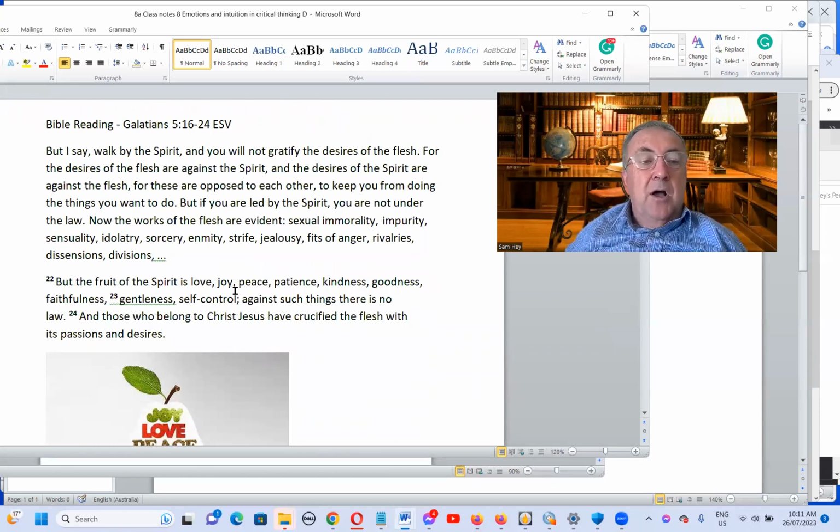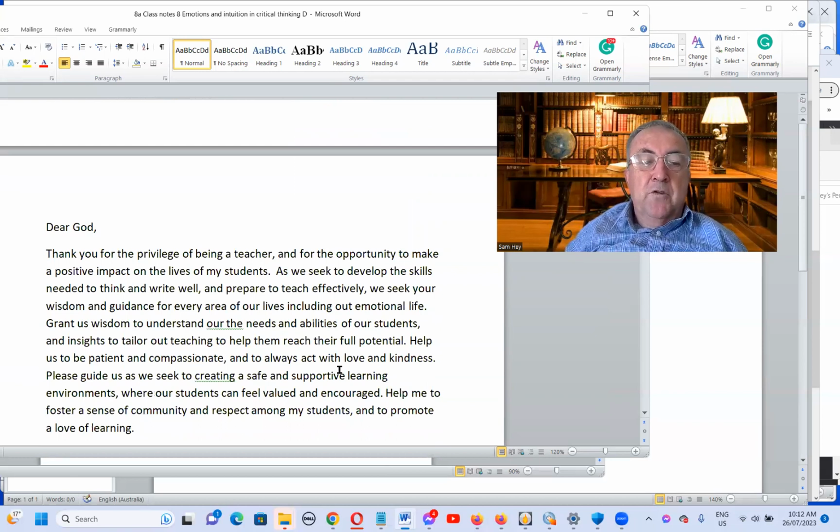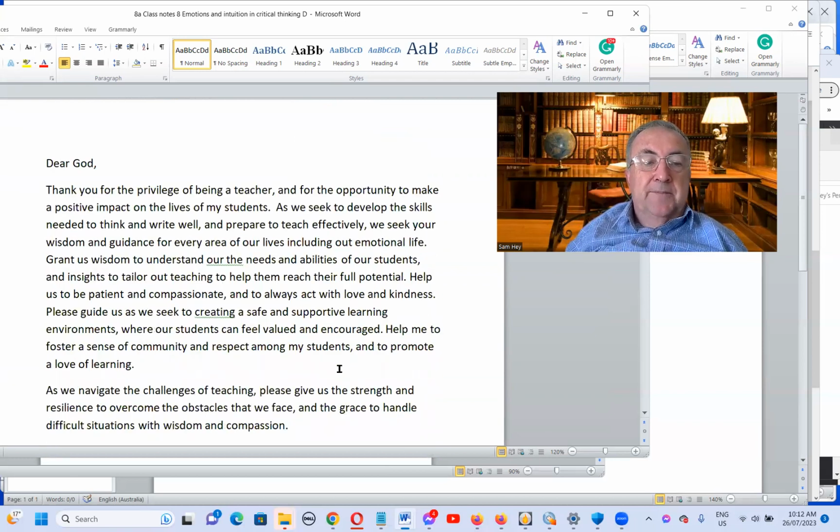We can even consider a Bible reading such as Galatians 5, which says, walk in the Spirit, and the fruits of the Spirit, love, joy, peace, patience, kindness, goodness, faithfulness, gentleness, self-control, in order to bring a more positive culture to our classrooms and schools, and to watch out for desires of the flesh that can war against the fruits of the Spirit and the goodness that they bring. That'll lead to a more fruitful aspect of teaching.